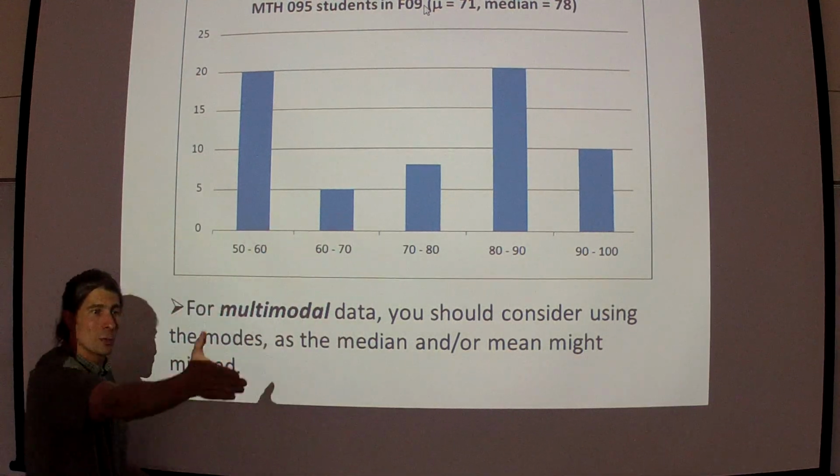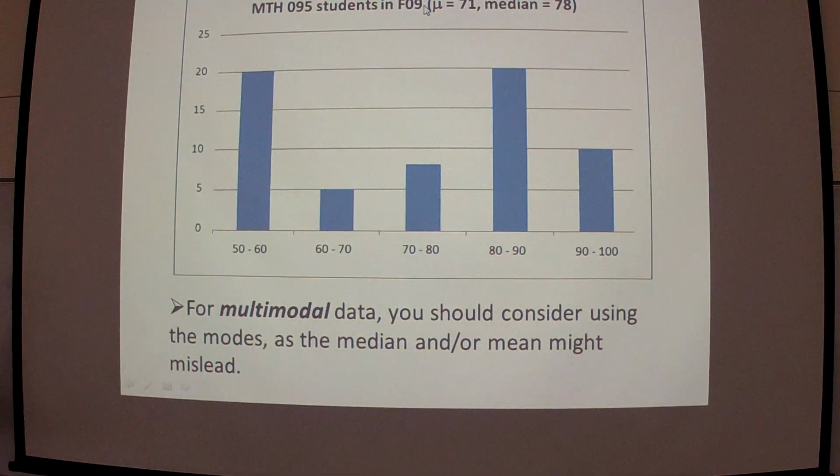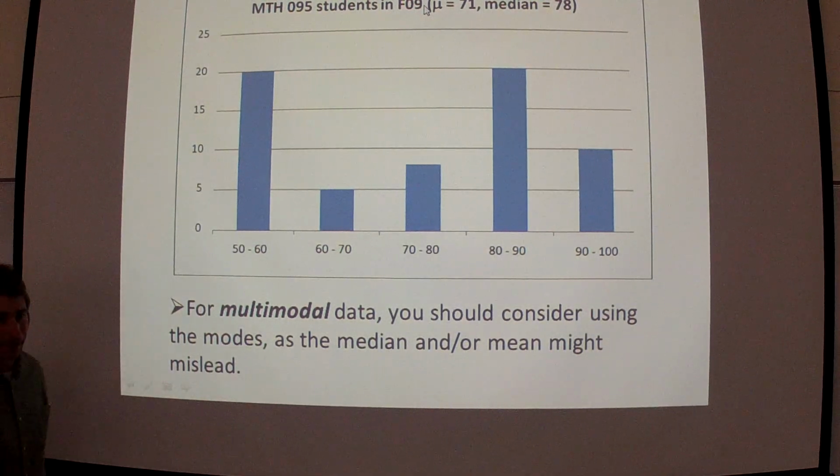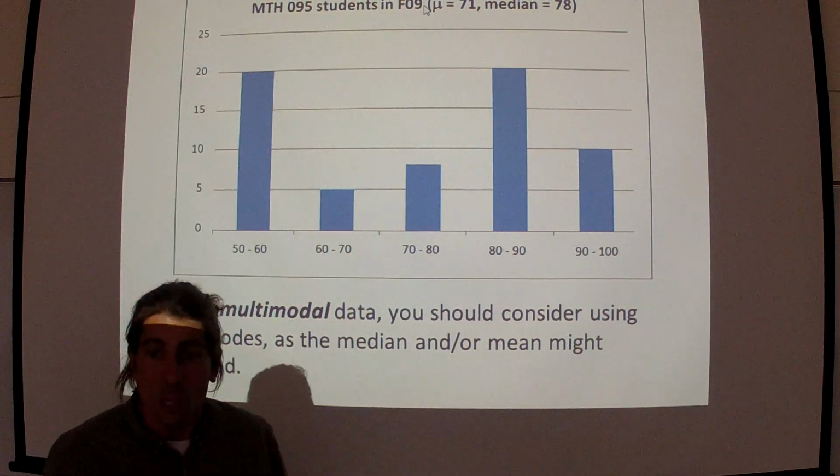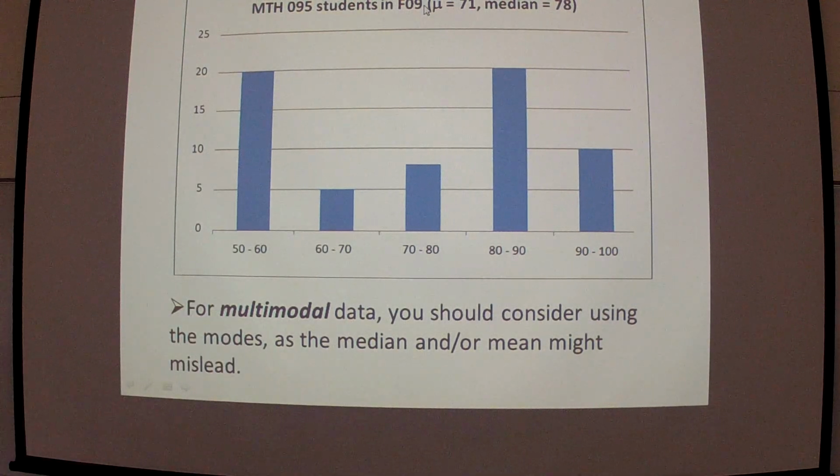And it goes back to what Athena said about the typical. When you hear 71, it makes it sound like most people got a 71. Which is definitely not what happened here. So you have to be careful when you're dealing with this data to make sure you actually pull it correctly.